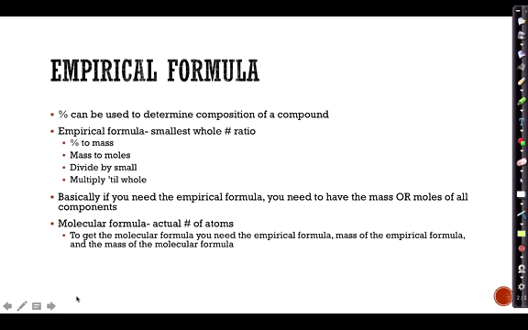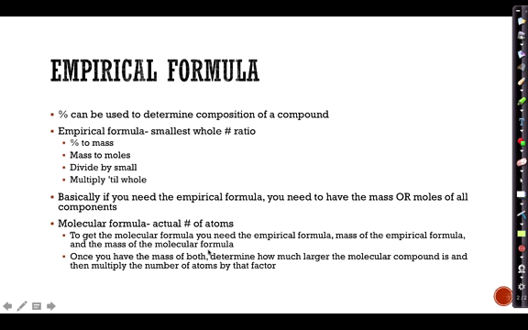So to get the molecular formula, if you're given an empirical formula and they ask for the molecular formula, you would need the empirical formula, the mass of the empirical formula, and then the mass of the molecular formula, which they have to give you some way. Once you have that, you get the ratio of the masses. So basically determine how much larger the molecular compound is, and then multiply that number by the number of atoms that you have. So let's say that we find the molecular mass is 4 times as great as the empirical mass. And let's say this is my empirical formula. Well, if the molecular mass is 4 times as great, it has 4 times the number of atoms. So I would multiply the number of atoms by 4.